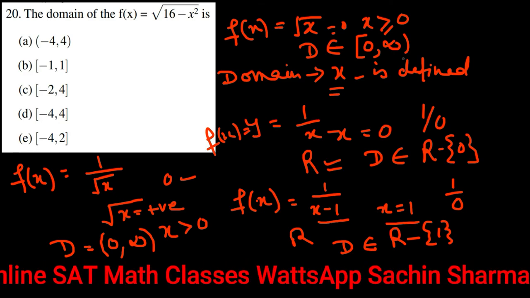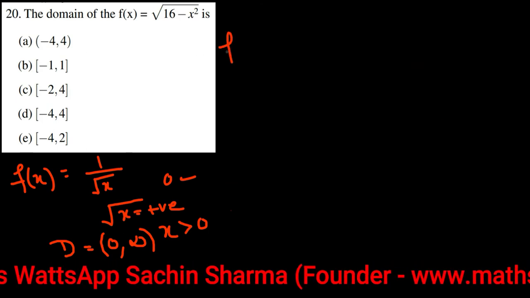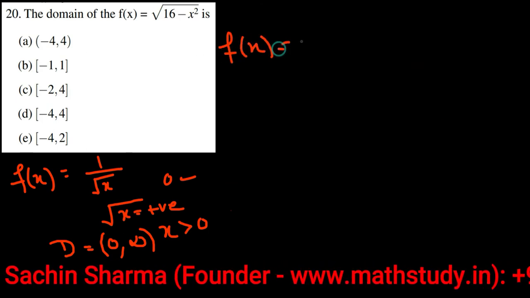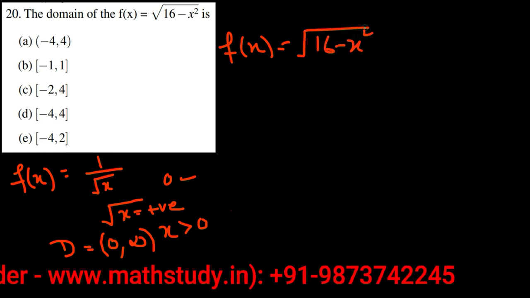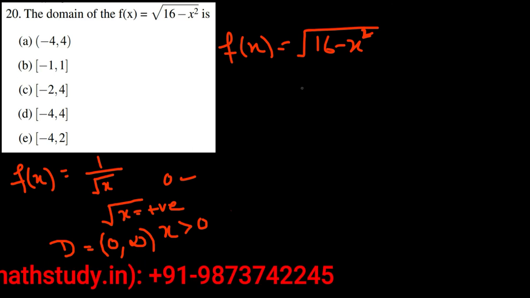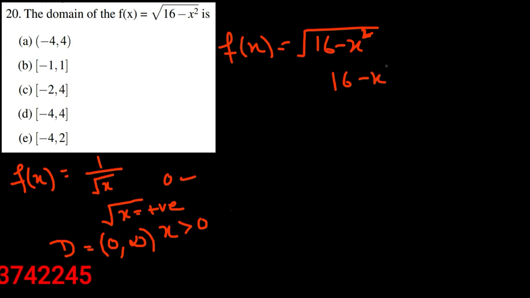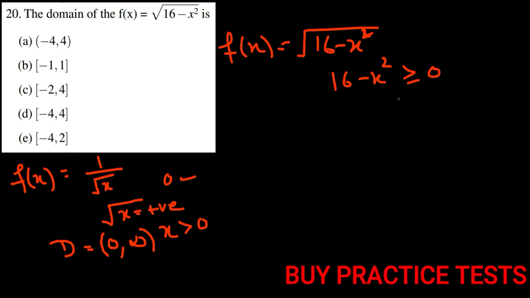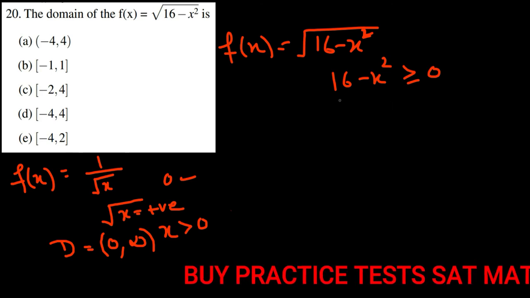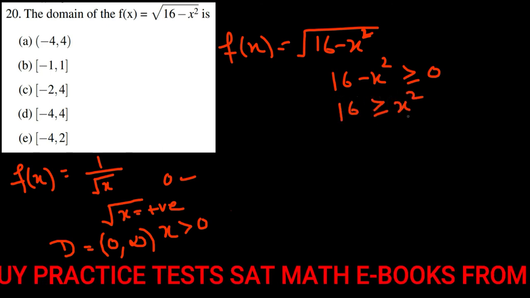Now let's move towards this question. So students, here we have the function f(x) equals root over 16 minus x square. As the function is in a root, we have to write it this way: 16 minus x square should be greater than or equal to 0, as we have already discussed. So in this case 16 is greater than or equal to x square, right?